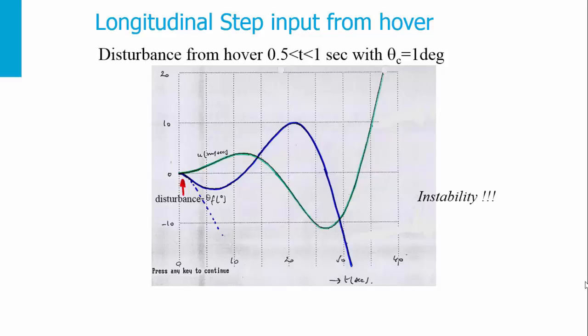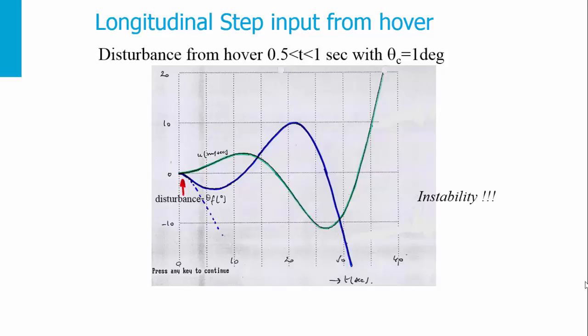You will see that if you represent the simulation model in time, we will have an increase in the horizontal velocity and in the pitch attitude. So actually the helicopter is unstable if we disturb it from hover. We will learn that this is actually typical of the phugoid instability.